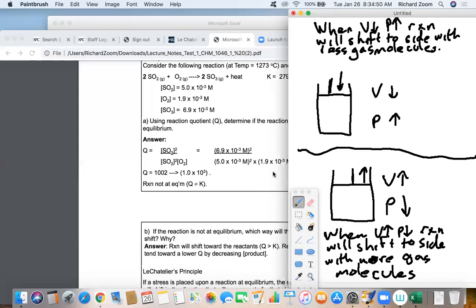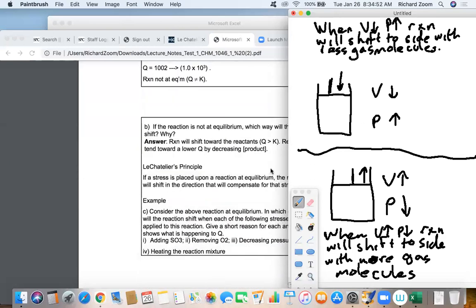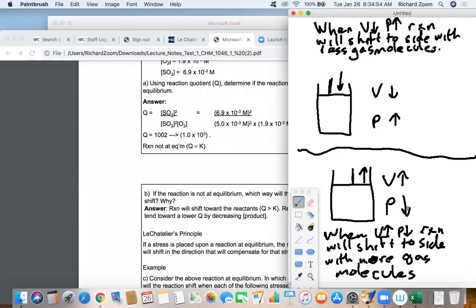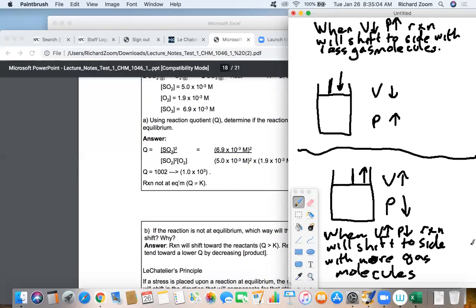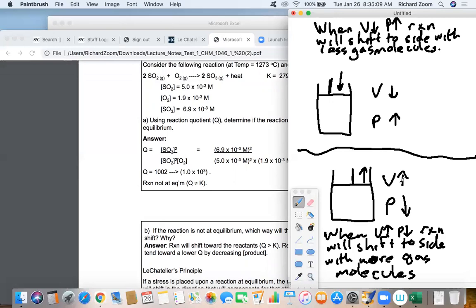So for this one, the question was, what happens when you decrease pressure? Okay, so pressure is going down. What's going to happen is the reaction will go towards the reactant side because there's more gas molecules on the reactant side. If the pressure's going down, it means the volume's going up, and the reaction will shift to the side that takes up more space because we've added more space.